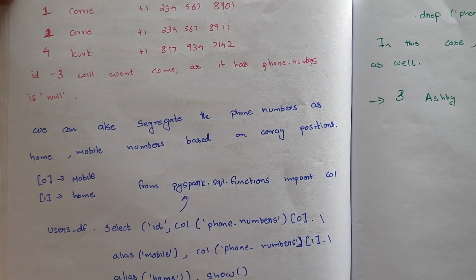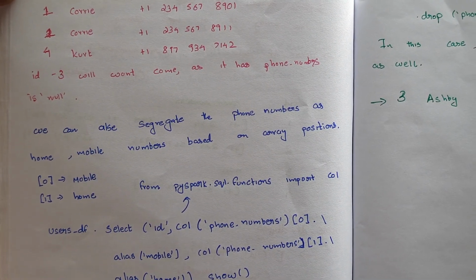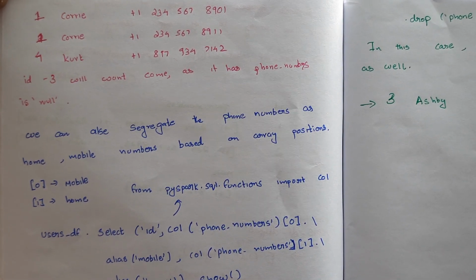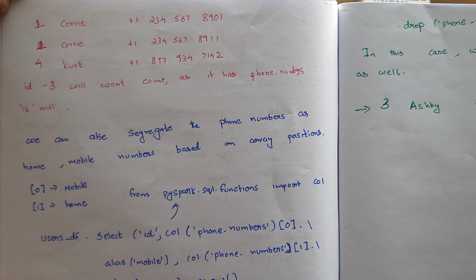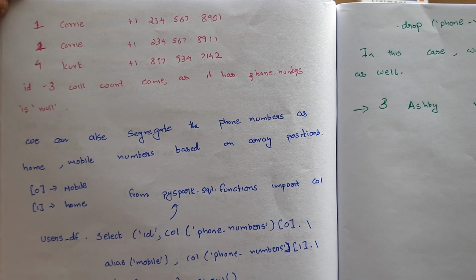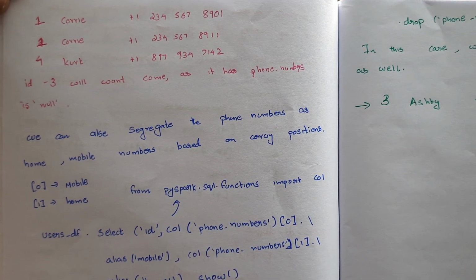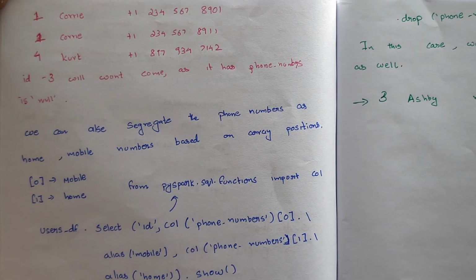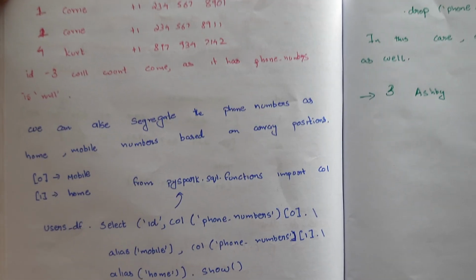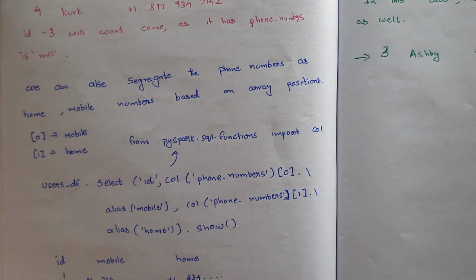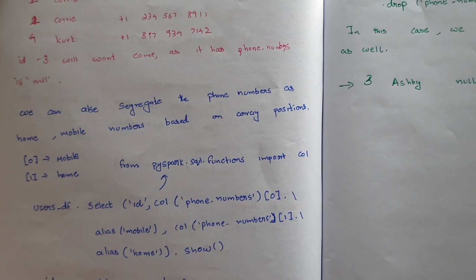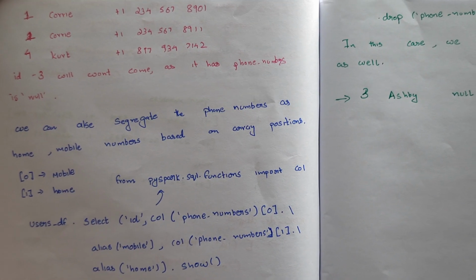If you see the row with id 4, which has only one phone number, only one row will come. The id 3 won't come as a result here because it does not have any phone number. The phone number value is null, so id 3 will be missed if you are using explode here.